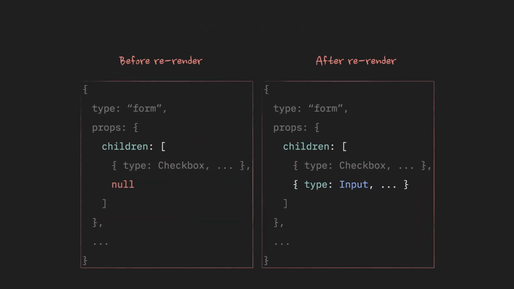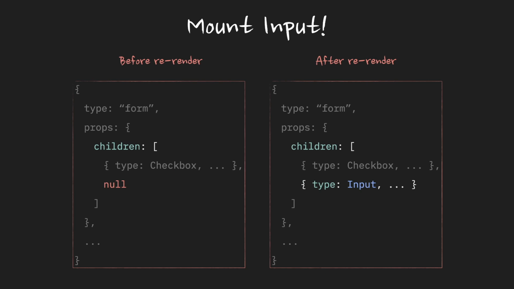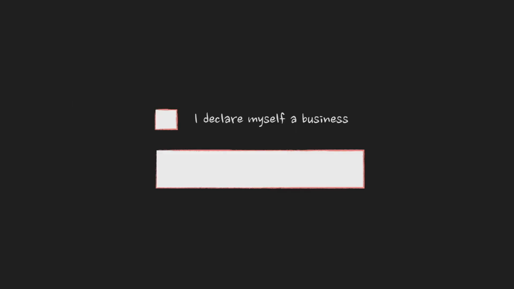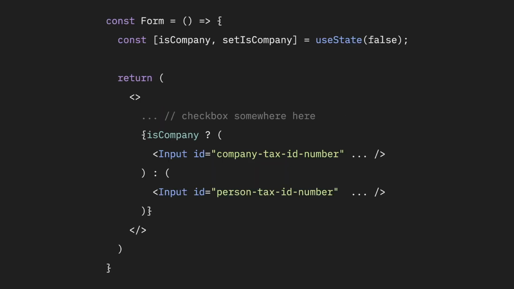In the opposite situation, we will have the mounting of component if second place in the array transitions from null to input. What does all of this mean for the form from the beginning and its weird behavior? Let's take a look at this code and transform that into fiber objects. We have an array of children here. Checkbox is hidden behind the comment in the first item, and conditional input as the second item.